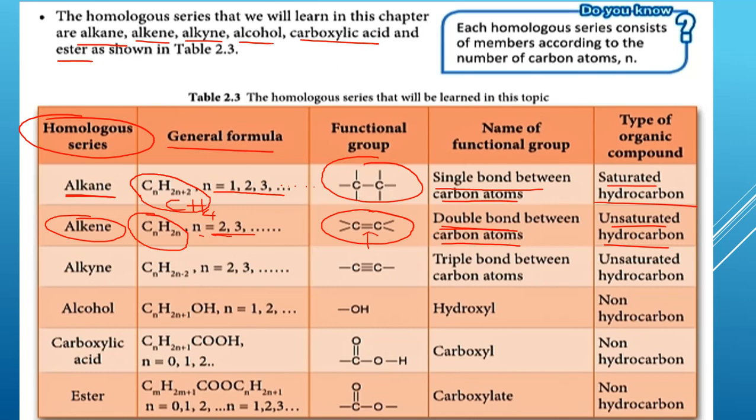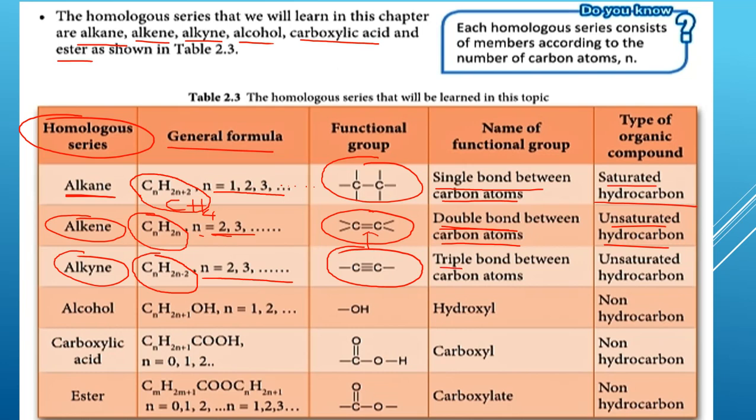Okay, yang ketiga adalah alkyne. Alkyne di sini dia punya general formula adalah CnH2n minus 2. Kali ini minus 2. And dia punya n start with number 2, 3 and so on. So functional group dia adalah this one.